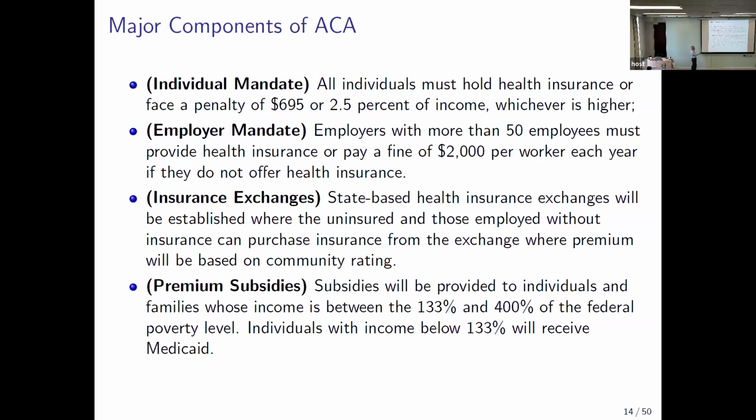And then finally, there's an important premium subsidy provision. Subsidies will be provided to individuals and families whose income is between 133 and 400% of the federal poverty level. And if individuals have income below 133% of the federal poverty line, they will receive free Medicaid. Okay, so this part is actually the current policy discussion.